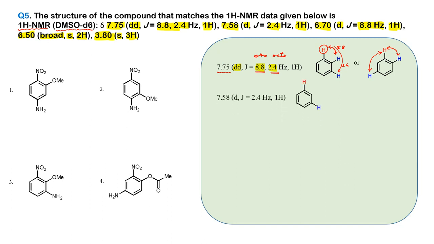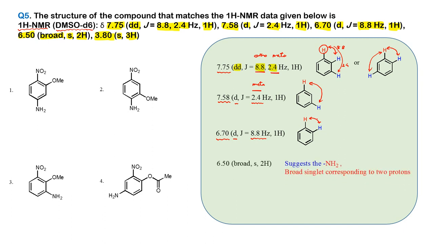The next proton is 7.58. In this case, this is the proton showing a doublet with the coupling constant 2.4, indicating a meta coupling. So this may have a skeleton like this, showing a meta coupling like this. The third proton is 6.7, and it is showing a doublet with only ortho coupling. So this will have a skeleton like this. This is the basic idea that we are getting from the three aromatic protons.